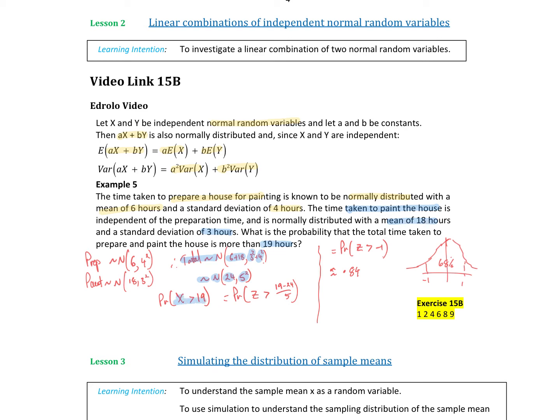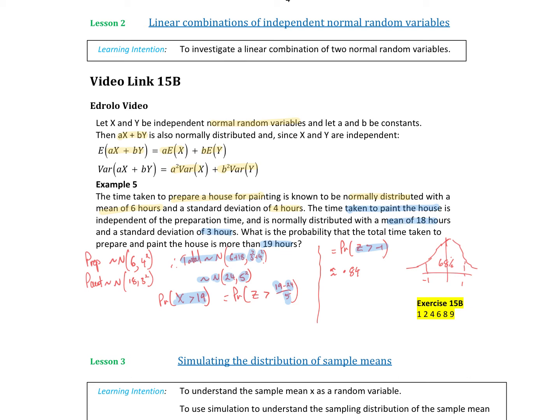So the probability that X is greater than 19 is, well, there's my X value, the mean, the standard deviation. So that's the equivalent of Z being greater than -1, which we know is approximately 0.84, okay? It's 1 standard deviation above and below, so greater than 1 standard deviation below will give me a probability of 0.84. Or we would use our CAS.